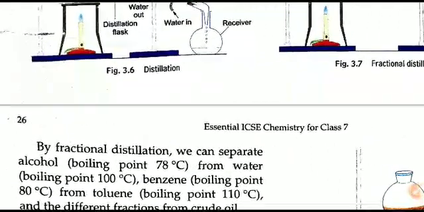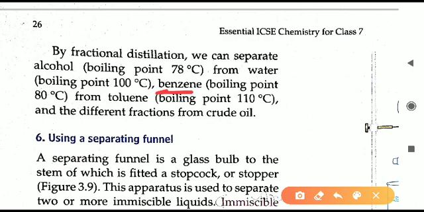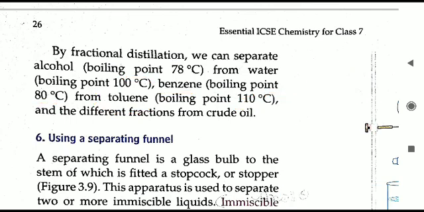One more example is given, that is of benzene from toluene. Benzene is a liquid, it is a chemical having boiling point 80 degrees Celsius. Toluene is another chemical, its boiling point is 110 degrees Celsius. So you can notice the temperature difference, that is 30 degrees Celsius. So easily we can separate them by fractional distillation.